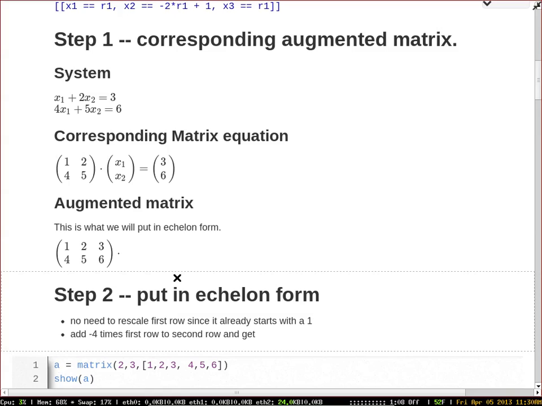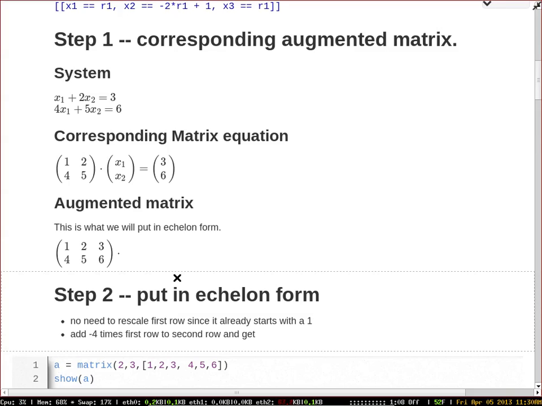Yes? Sure. Okay, we'll add minus 4 times the first row to the second row. So we're just going to leave the first row alone. Minus 4 times the first row, you get a 0 here. Minus 8 plus 5 is minus 3. Minus 12 plus 6 is minus 6. Okay, so that's better. Okay, what do you want to do next?